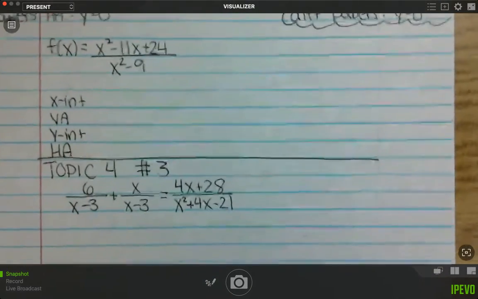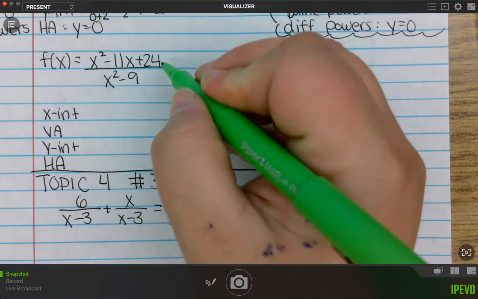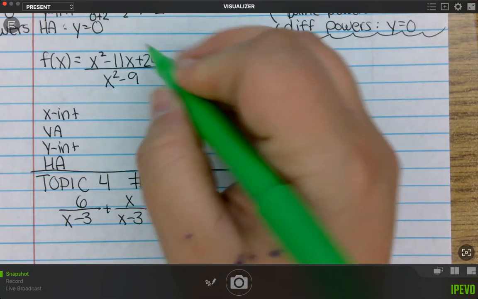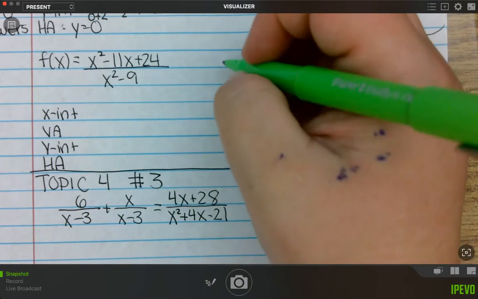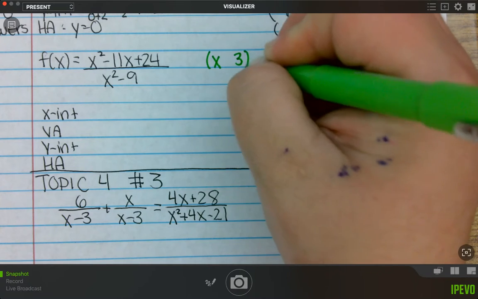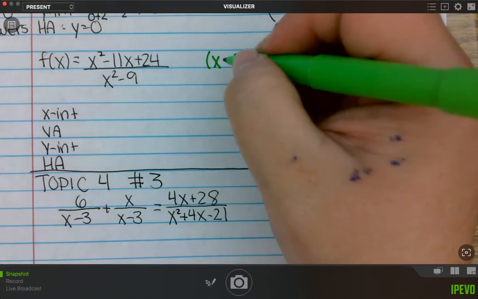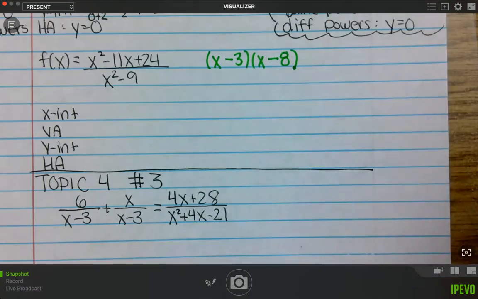This one can factor on the top two numbers that multiply to 24 and add to 11. 8 and 3 multiply to 24 and add to 11. But in order to make them add to -11, I need them both to be negative.